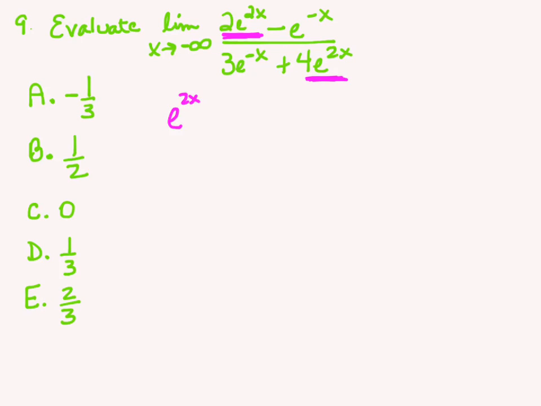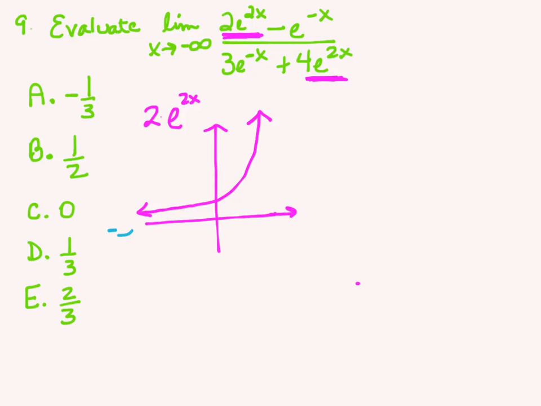If I do e to the 2x, I'm thinking about my parent function, and I know what the parent function looks like. If I multiply that x value by 2, I'm not getting a vertical compression, I'm getting a horizontal compression. But even with that, my ends are the same. And then if I multiply by 2, or in the other case by 4, I'm stretching the graph, but my end behavior is still the same. The end behavior of this graph is still going to look like this.